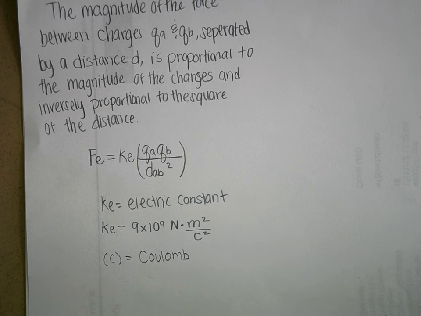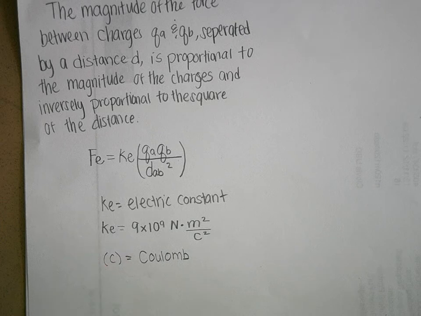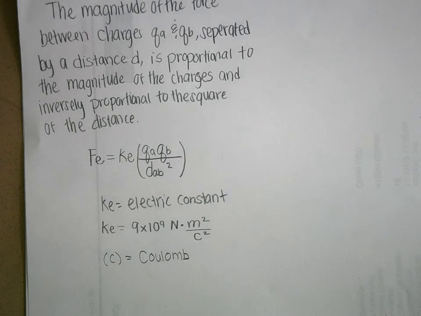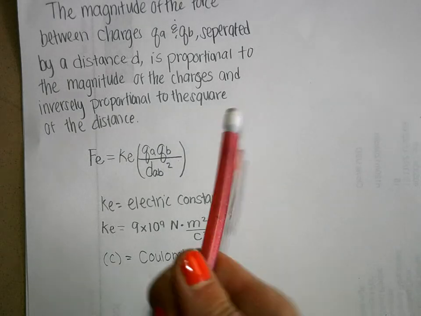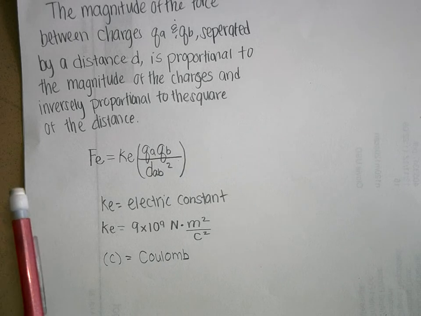So the definition says the magnitude of the force between the charges separated by a distance d is proportional to the magnitude of the charges. So that just means that if we have a bigger QA, your force is going to be bigger, and if you have a bigger QB, then your force is also going to be bigger. The opposite is true with saying that it's inversely proportional to the square of the distance.